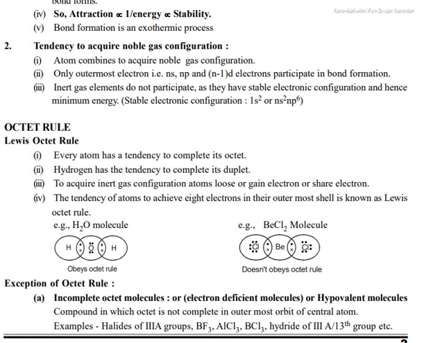Inert gas elements do not participate as they have a stable electronic configuration and hence minimum energy. So a stable electronic configuration like 1s2 or np6 does not participate in chemical bonding.